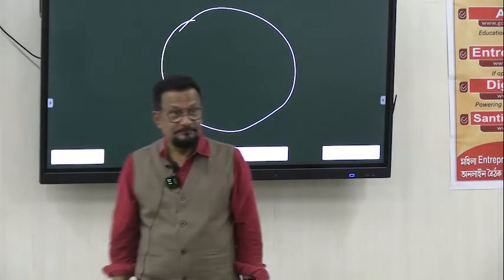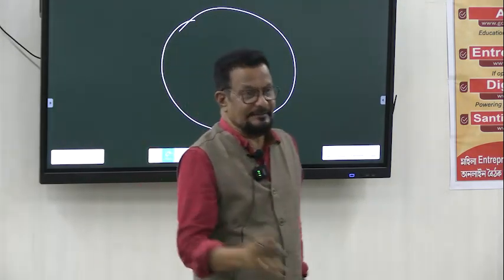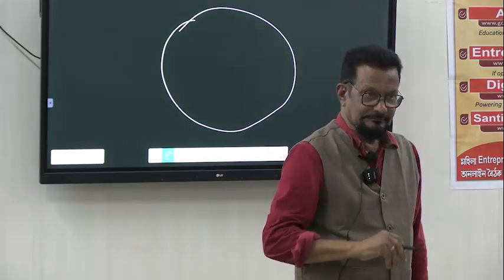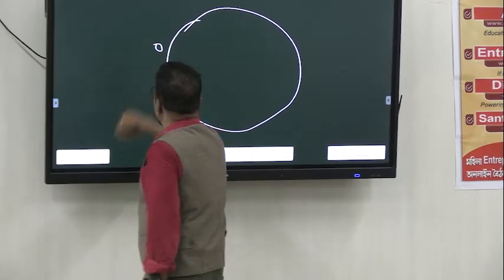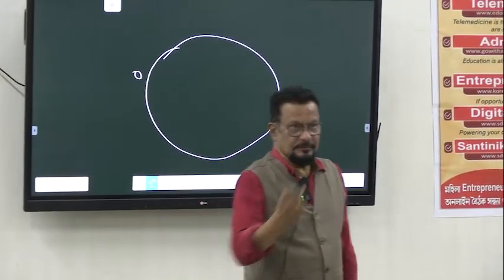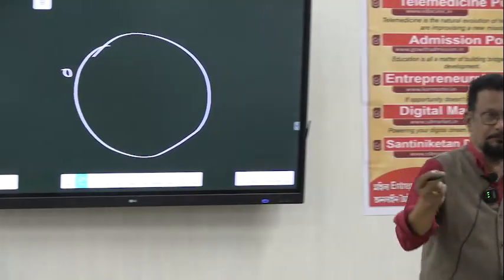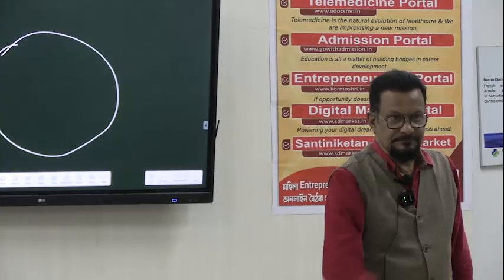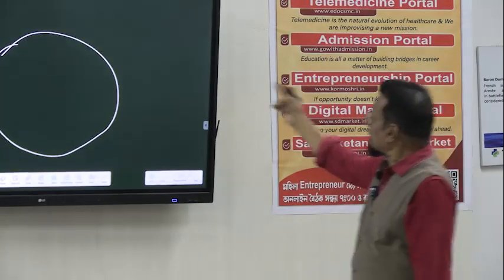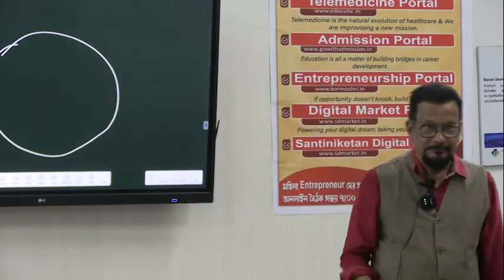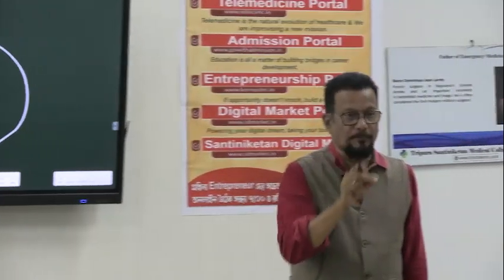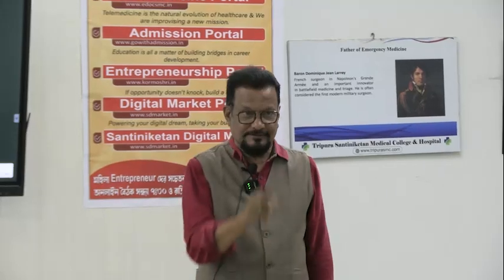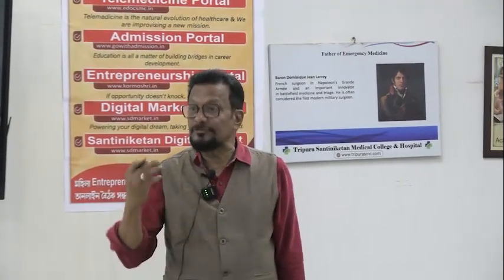This is the target cell, so it has to make certain changes within the cell. From blood, for example, this is TSH, and this is the cell of the thyroid gland. The function of TSH is to stimulate the thyroid cell to produce more T3, T4 hormones, thyroxine hormones.